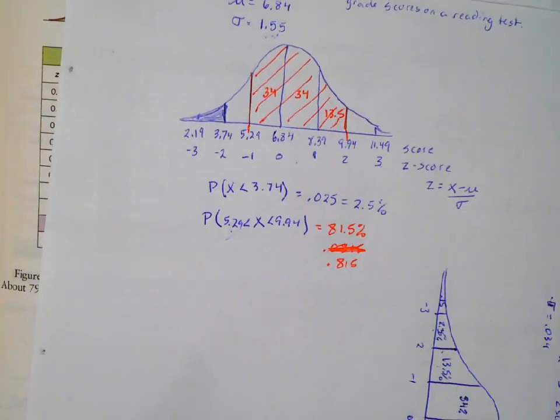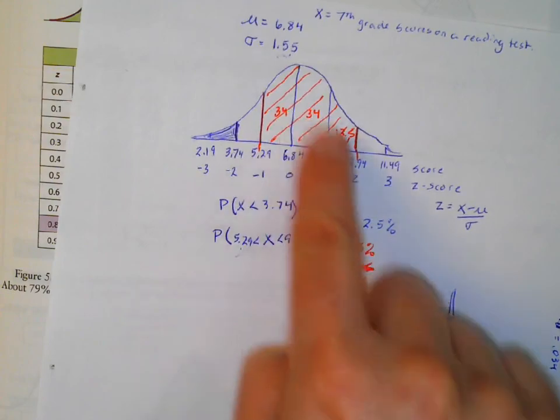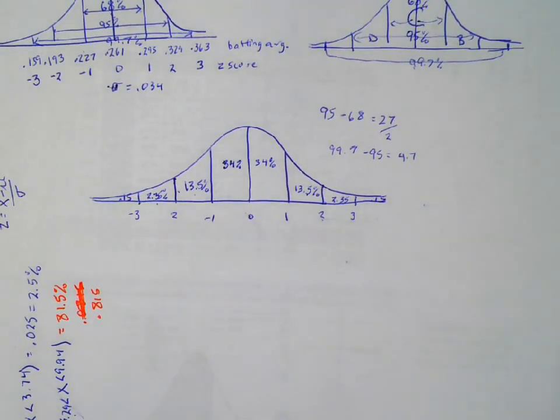I think that's where we're going to stop today. In the homework, I'm going to have you put these numbers in and find some of these probabilities. So make sure you have this down and you understand how we find those.